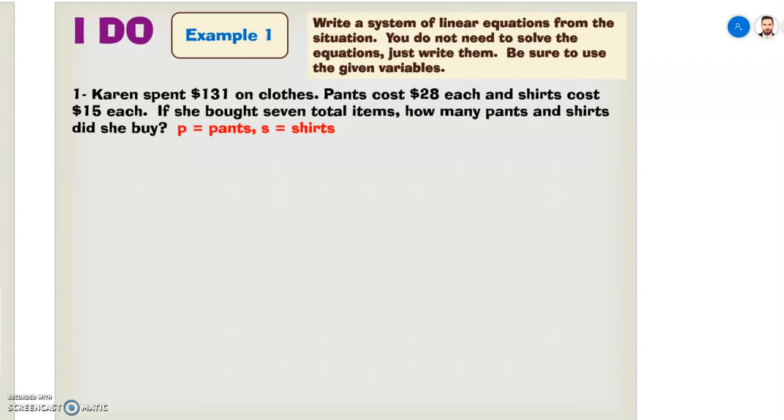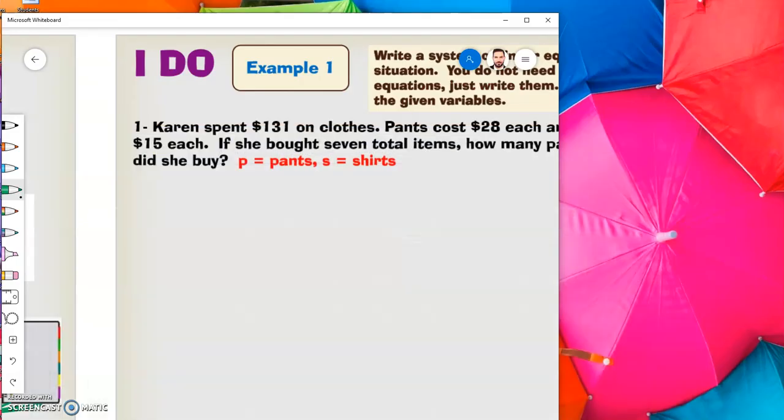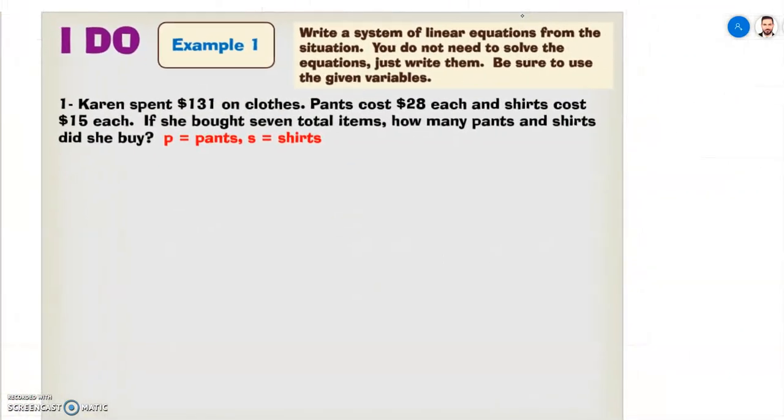In example number 1, let's read. The introduction is given. Write the system of linear equations from the situation. You don't need to solve the equations. Just write them. So first of all, I'm going to explain to you how to write them. Be sure to use the given variables.